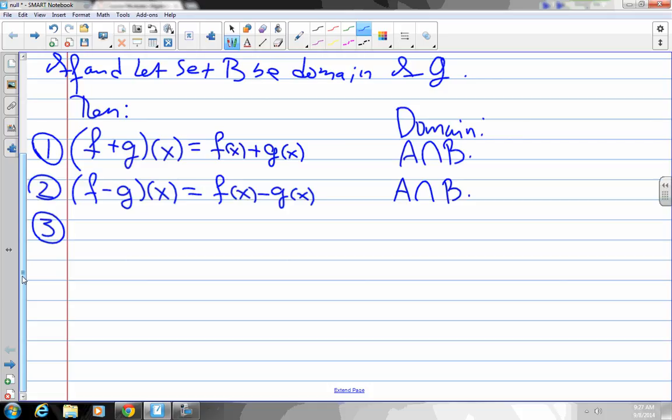Same thing with the product. We define a product of two functions as, well, a product of two functions: f of x times g of x. That's a times there. And the domain will still be the intersection, because again, both functions have to work at the same time.